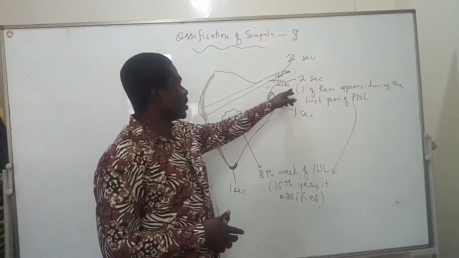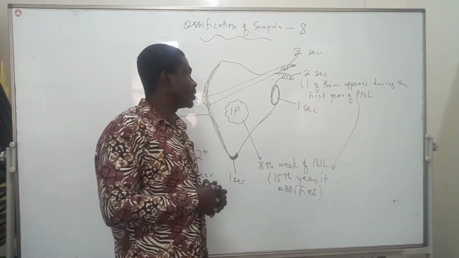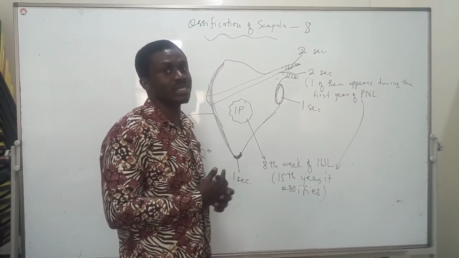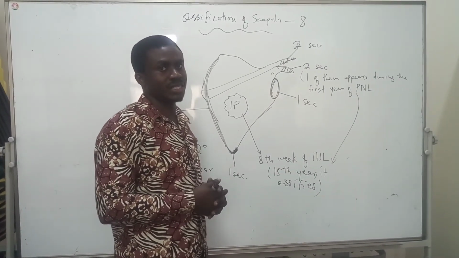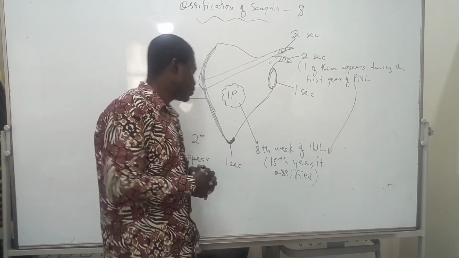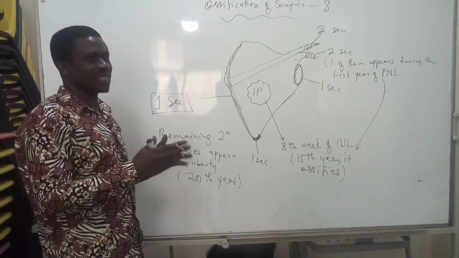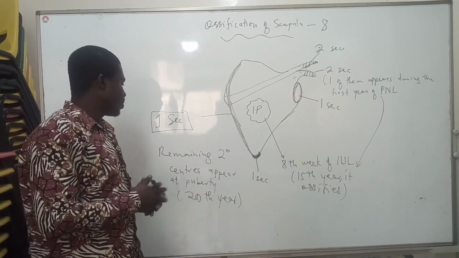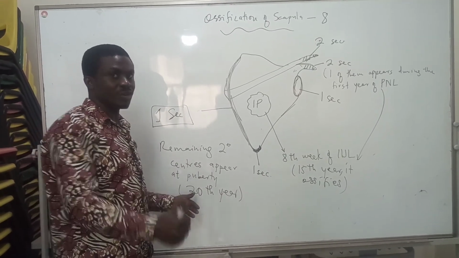And what happens is that one of the secondary centers located in the coracoid process appears during the first year of postnatal life and fuses by the 15th year. Now the remaining secondary centers appear around puberty. It can be 13, 14, 15, whatever, but they will fuse with the rest of the body by the age of 20.